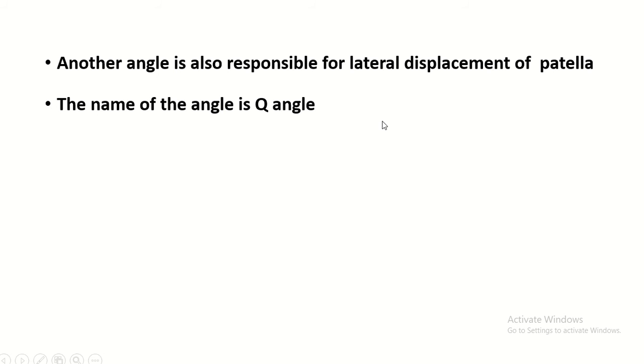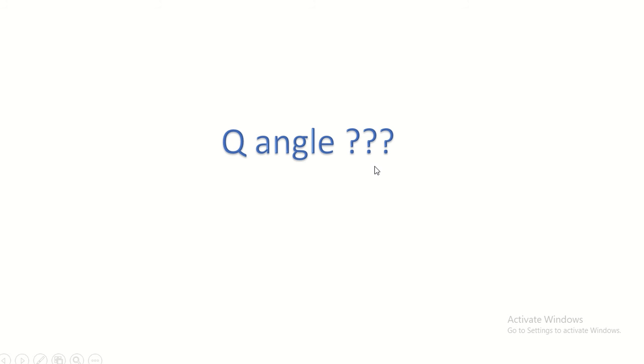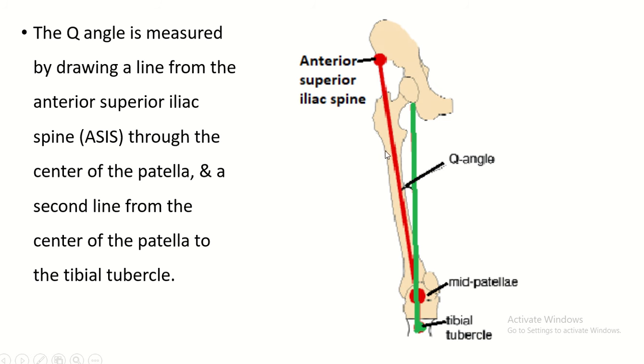Another angle is also responsible for the lateral displacement of the patella. The name of the angle is the Q angle. So what is the Q angle? It is formed by two lines. One line passes from the anterior superior iliac spine to the midpoint of the patella. Another line passes from the tibial tuberosity to the midpoint of the patella, and the angle is formed here.